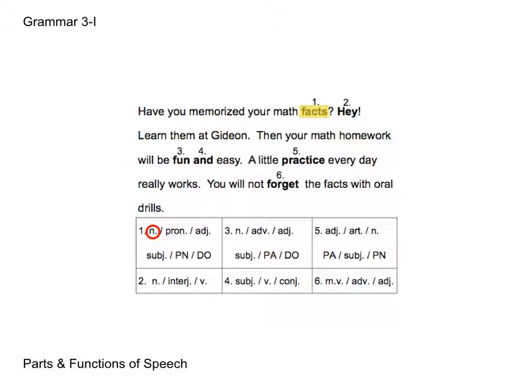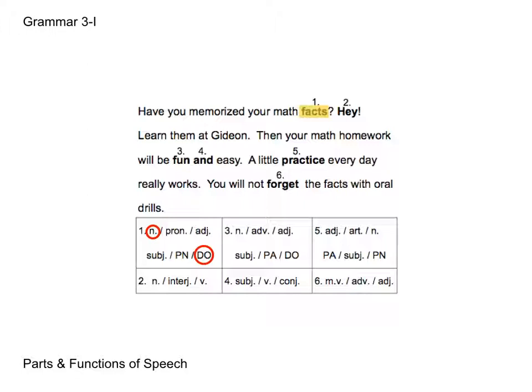And now we need to know what is the function of this word. So we've got subject, predicate nominative, or direct object. So, have you memorized your math facts? Well, it's not the subject. You is the subject. Is it a predicate nominative? Is it renaming the subject? No, you are not the same thing as facts. So, the last option is direct object. Is it getting the action of the verb? Is it the thing being memorized? Yes, it's the direct object.